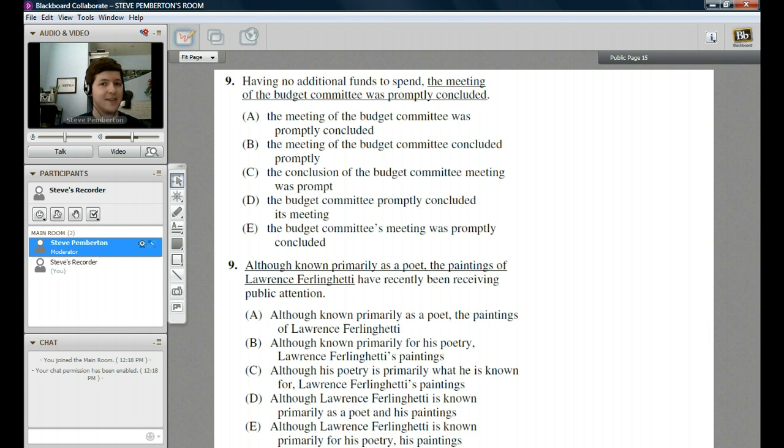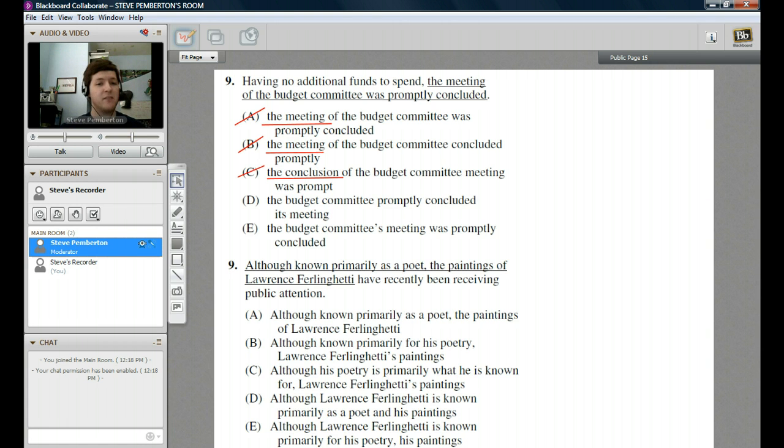Unfortunately, it's not. It says the meeting of the budget. It's not that the meeting had no additional funds, it's that the budget committee itself had no additional funds. So again, we have a misplaced modifier. The meeting doesn't possess funds. So no to A, and then anything that repeats the error. No to B. It's not the conclusion of the budget committee that has no additional funds. It's the budget committee that has no additional funds. D says budget committee, so we're good.